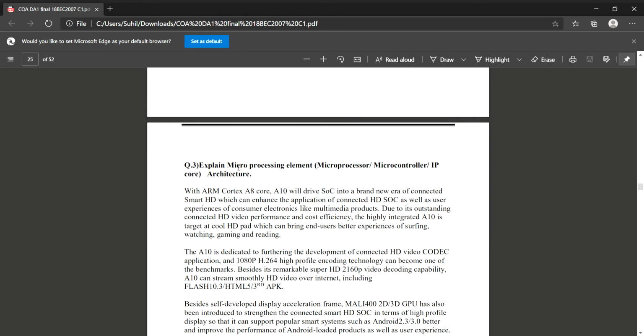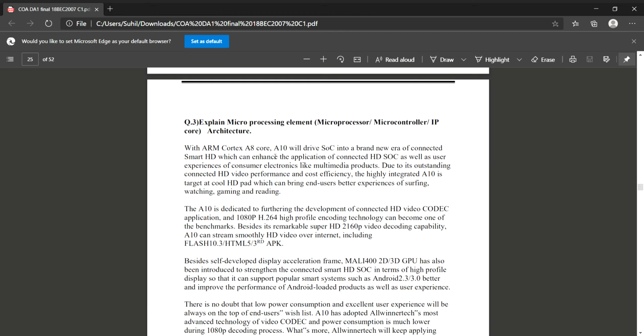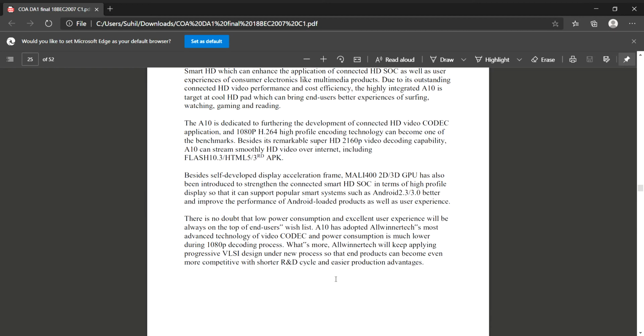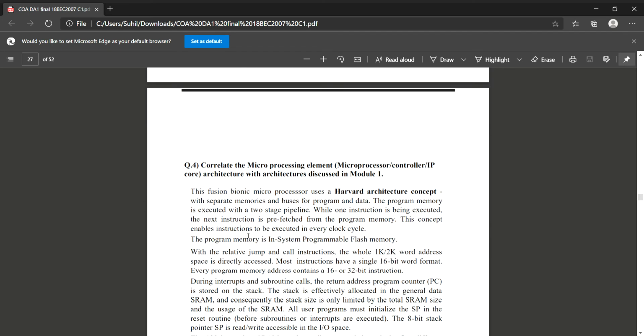Now moving on to explain the microprocessing element, the ARM Cortex A8 with the A10 SoC. The A10 is dedicated to further development of connected HD video. It supports HD quality of 2160 pixels with video decoding capability. Besides, it has self-developed display acceleration, and this is the block diagram of this microprocessor. My fourth question is to correlate the microprocessing element.